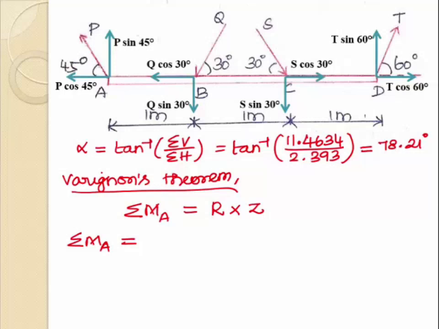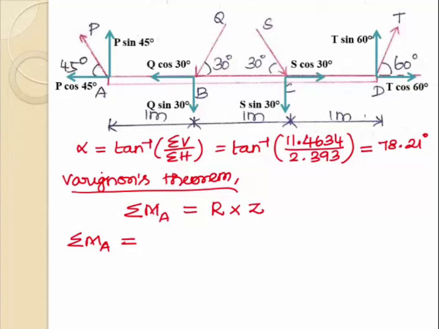So at point A, there are two force components, P cos 45 and P sin 45. So there will be no perpendicular distance between those force components and point A because those two forces are acting at the point A itself. So we can neglect those two forces while calculating the moment about point A.